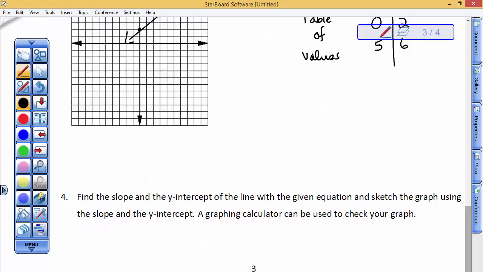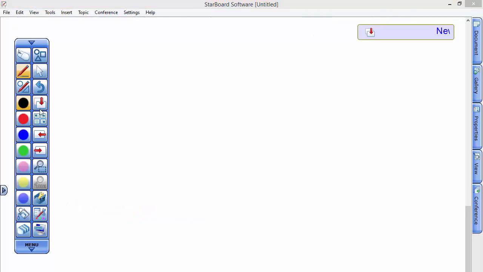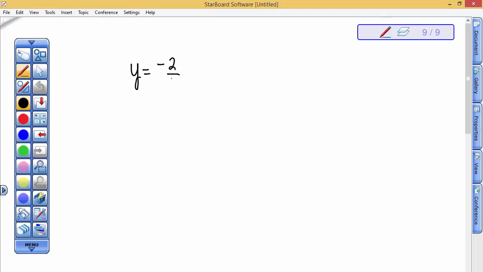Let's see what the next problem brings. I'm going to wait on this problem, and I'm going to introduce one more problem before we do that one. That problem's going to be y equals negative 2/3 x minus 1. So from that, I hope you see that the slope is negative 2/3 and that the y-intercept is negative 1. I prefer you to write that as (0, -1).